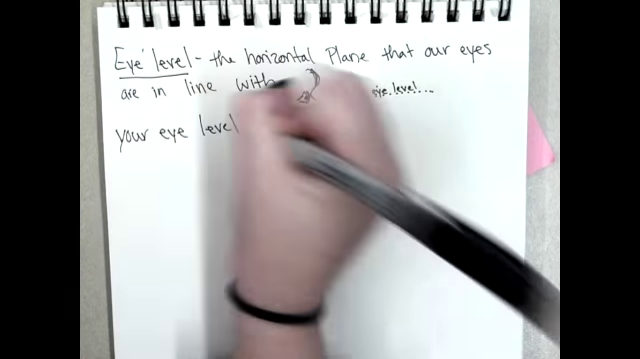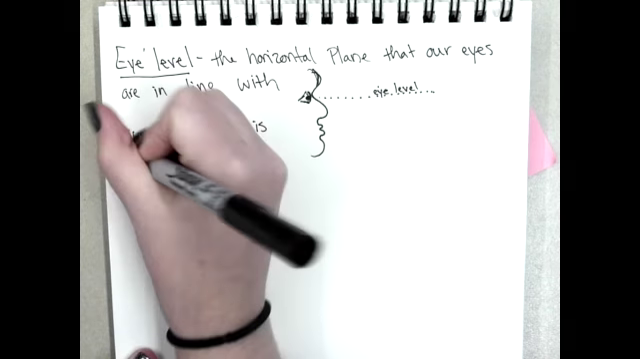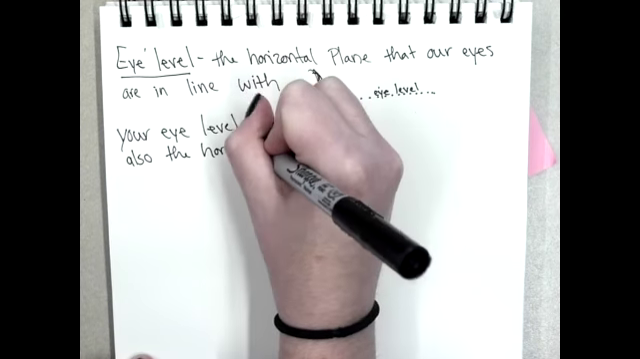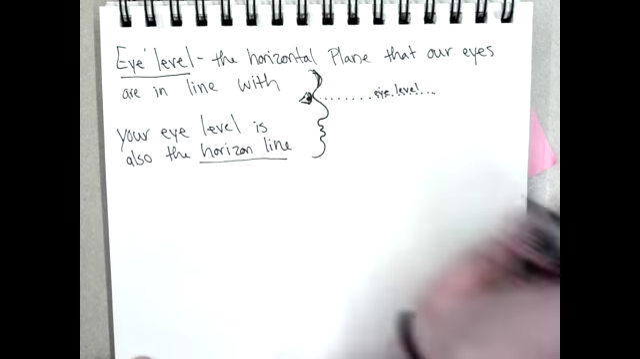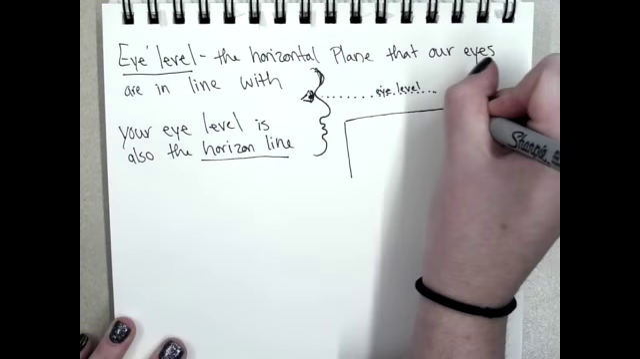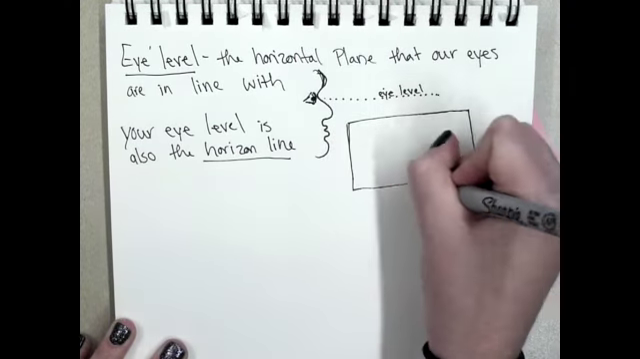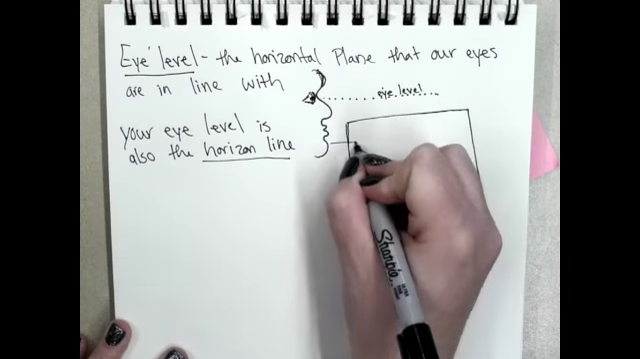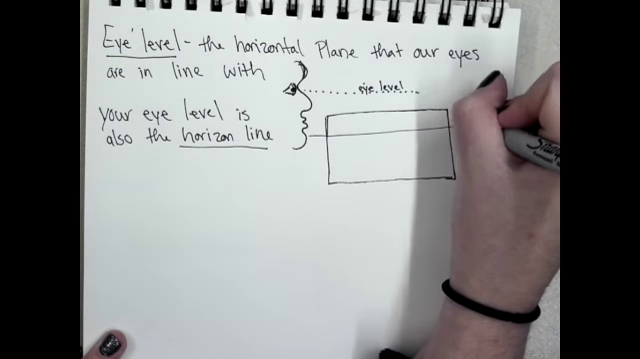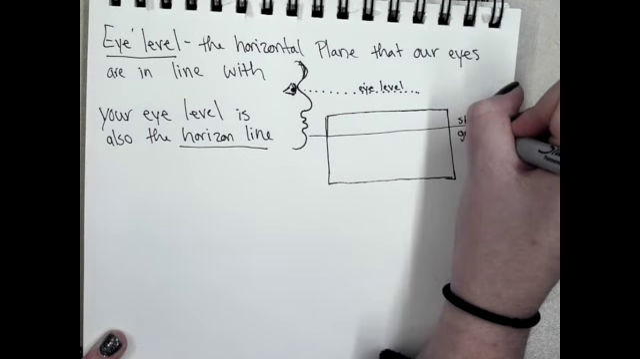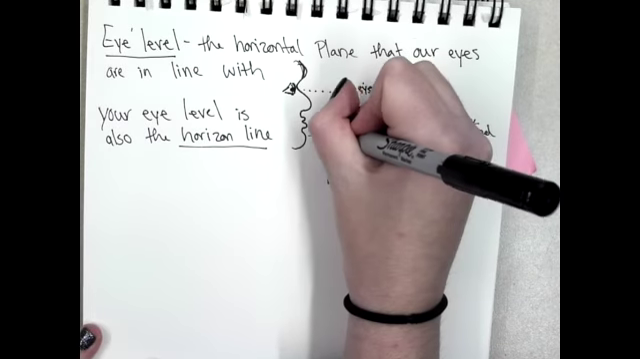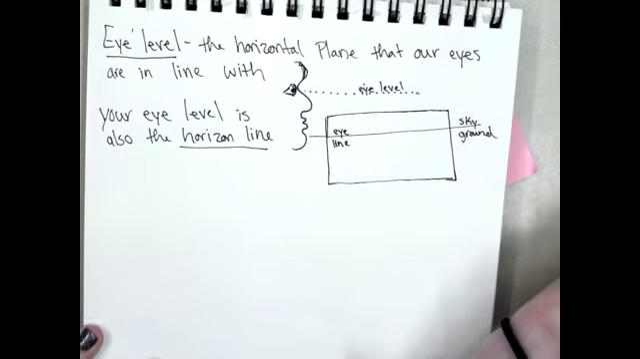Your eye level is also the horizon line. So if I have a horizon line, my horizon line is where the sky meets the ground. It's also my eye line.